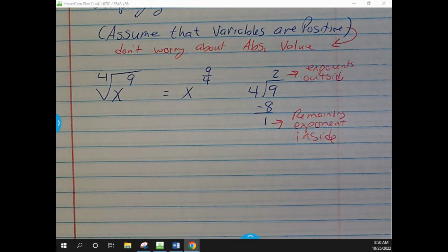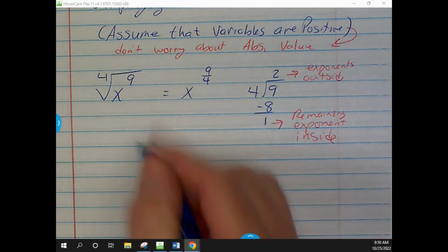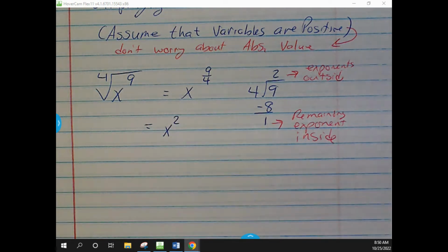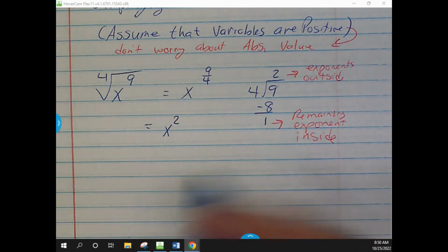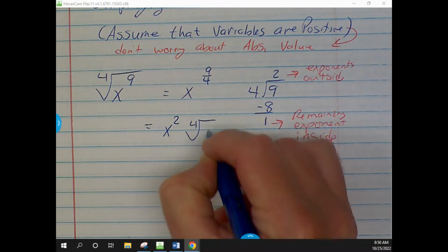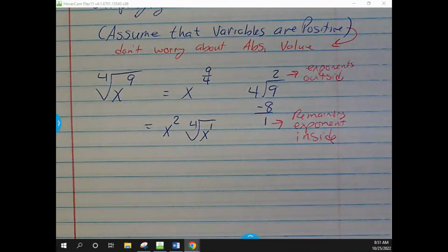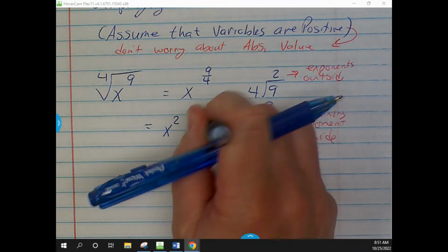Okay, so if they give you this one and they ask what the final answer would be, we're going to have 2 x's that are going to go on the outside. So it's x squared. And we're going to have 1 x that's left on the inside. So it's going to be the 4th root of x to the first power. But again, if it's first power, you don't have to put that 1 there. We just have to know that there's an understood 1 that would be there.